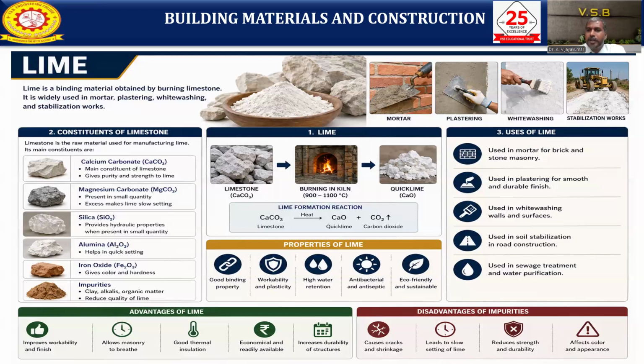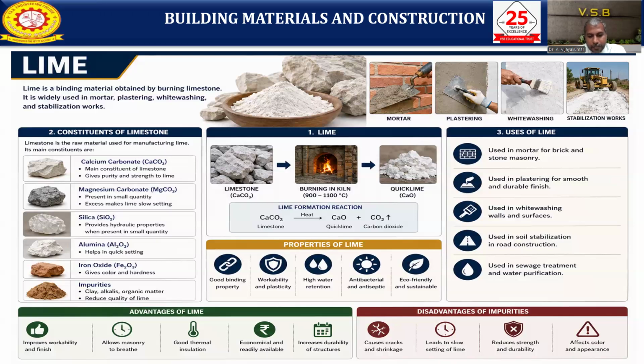Lime is usually used for mortar in brick as well as stone masonry. Using it as plaster gives a smooth as well as durable finish to surfaces. It is used for whitewashing walls and surfaces. Hydraulic lime can be used for soil stabilization in construction work. Quicklime is also used in sewage treatment and water purification.